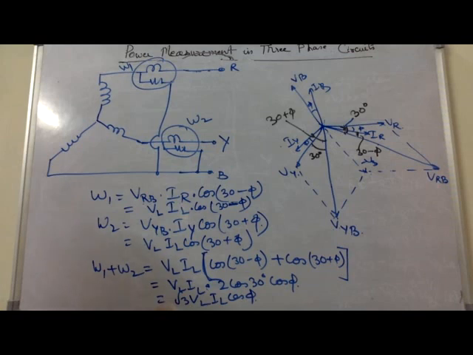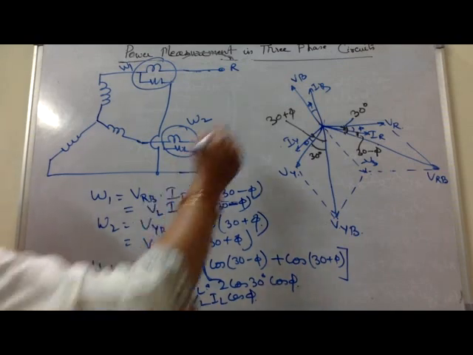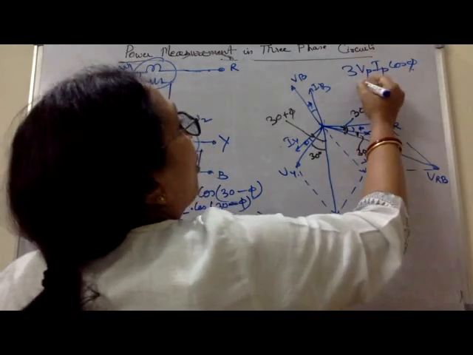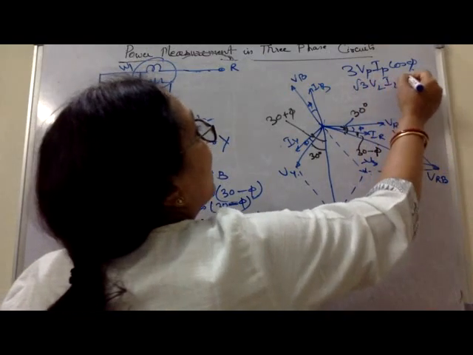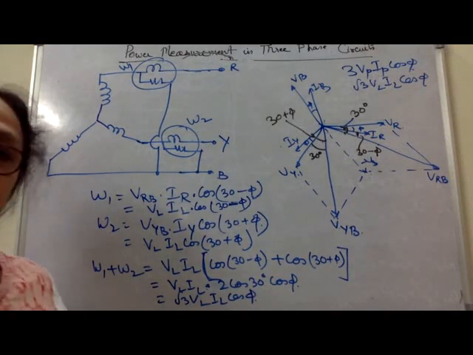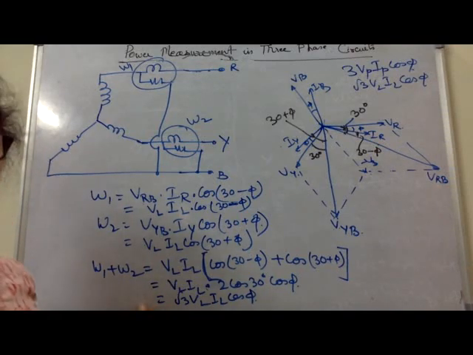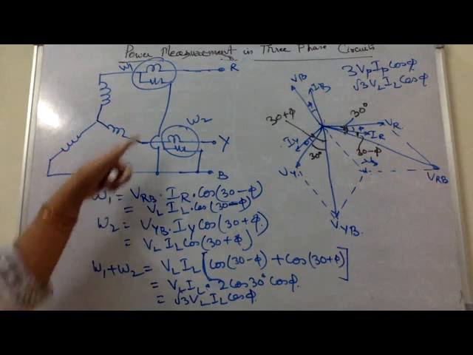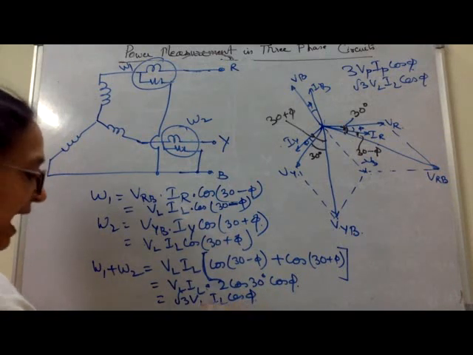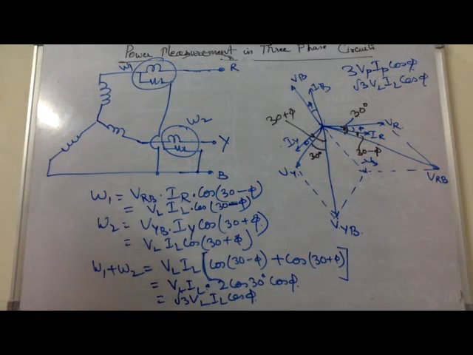This means that this is giving you the three-phase power consumed. What is the equation for the three-phase power consumed? The three-phase power can be given as 3 V phase I phase cos phi or root 3 VL IL cos phi. So over here W1 plus W2 is giving you root 3 VL IL cos phi, the total power consumed by the three-phase circuit, which is equal to W1 plus W2.